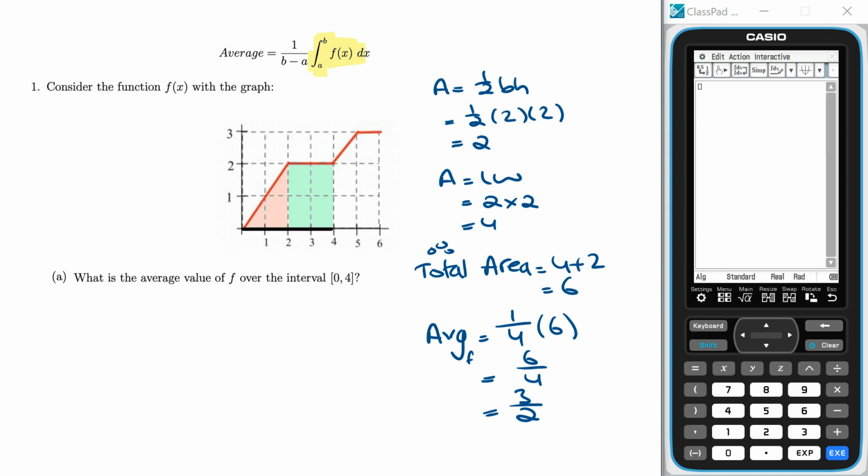Now sometimes you won't be able to use geometry to quickly calculate the area required. In this case, you may need to find the rule of f of x. Looking at this graph, for the interval from 0 to 4, f of x is going to be defined by a piecewise function. And so we can write that f of x is going to have some rule for the interval where x is between 0 and 2, and another rule where x is going to be between 2 and 4.